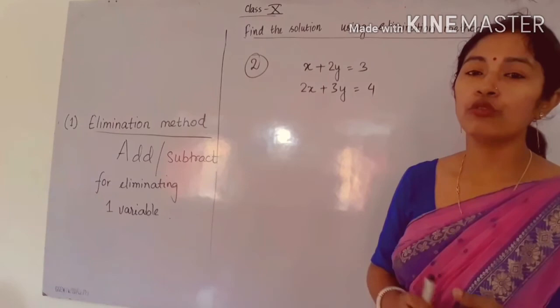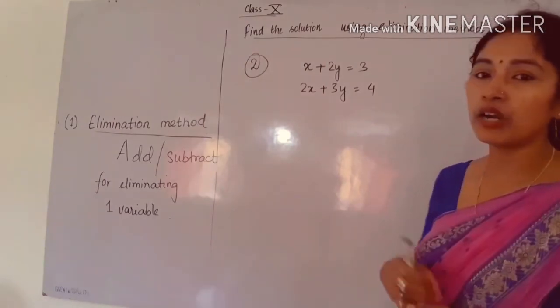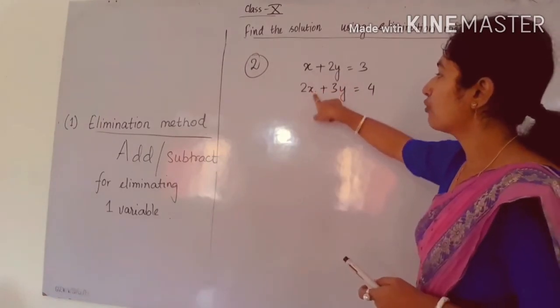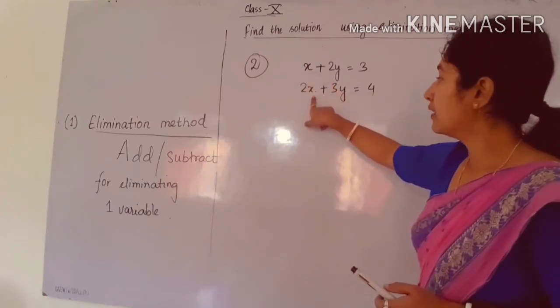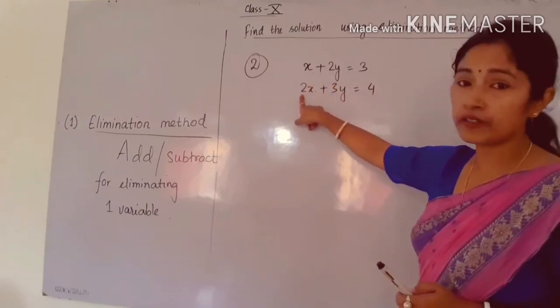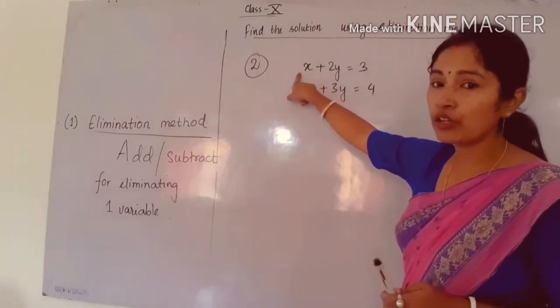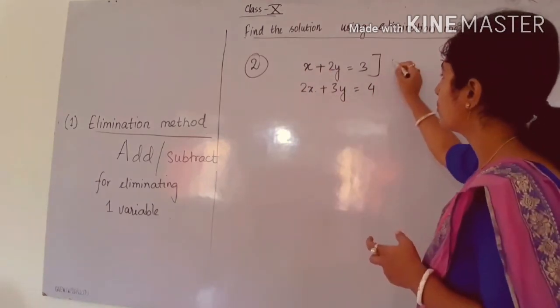So what we have to do for making it same? You have to do multiplication. For example, if you want to make the coefficient of x same, then here see, the coefficient of x is 2. So in this also you want to make 2. So what you have to do? You have to multiply first equation by 2. So what we will do? We will multiply it by 2.